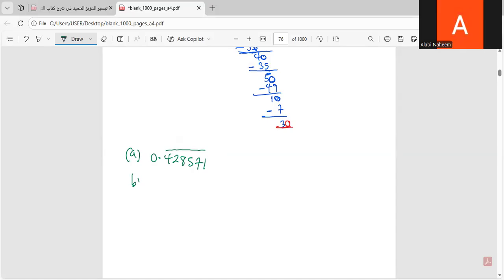The second method is to use dots. So 0.428571, then include three dots. These three dots are telling us that this decimal is recurring. It's endless. But in some cases, it is best to use the first method.